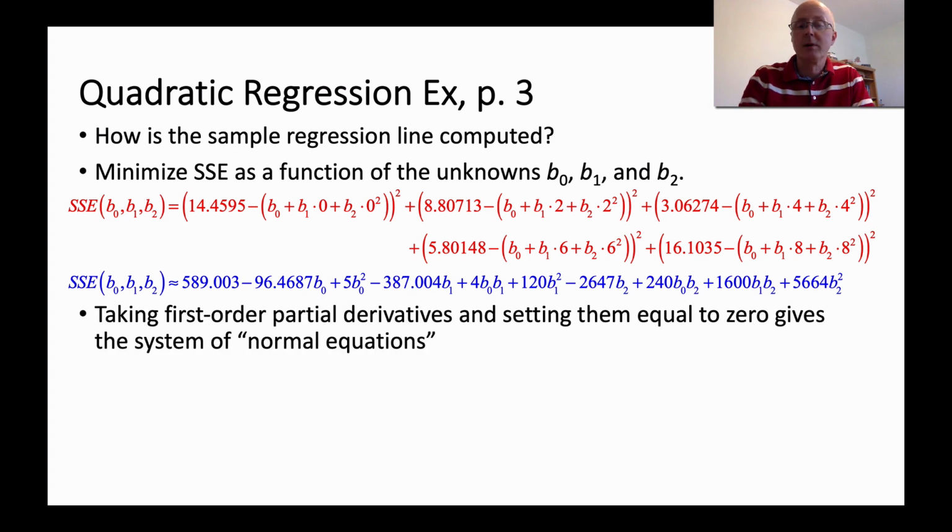And we want to take partial derivatives of that. This is where the calculus comes in. And set them equal to 0 to give our system of normal equations that we'd want to solve for b0, b1, and b2. Now, if you don't know calculus, it's okay.